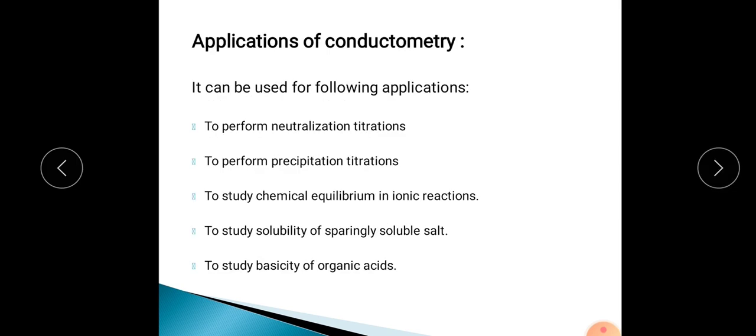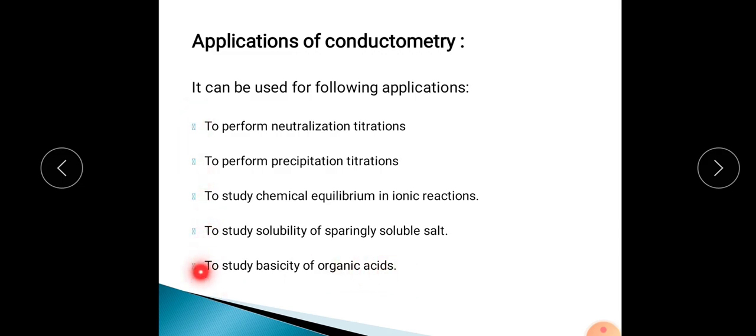Applications of conductometry is the last part. Conductometry finds applications in a number of forms. The list of some important applications is mentioned here. First, to perform neutralization titrations. Second, to perform precipitation titrations. Third, to study chemical equilibrium in ionic reactions. Fourth, to study the solubility of sparingly soluble salts. And last, to study the basicity of organic acids.